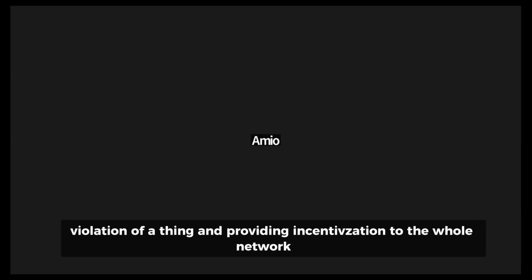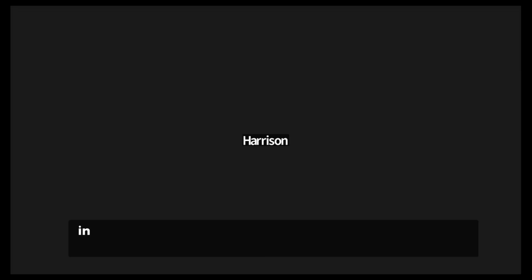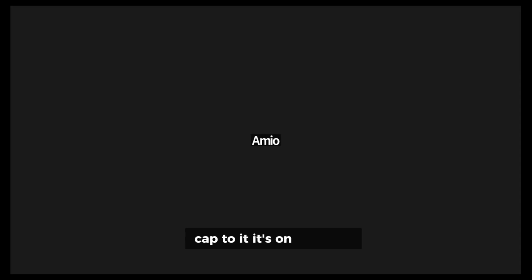Okay, since we are still here, I want to ask this question. In this validation, providing decentralization to the whole network with 32 ETH, let's assume that we now have 1,000 persons around the world pop up with 32 ETH that they want to stake. Does that mean that we are going to have another 1,000 Ethereum validators, or is there a cap to the validation number? Okay, so the cap, is it in terms of the number of nodes that can participate in the network? Yeah, a cap to it.